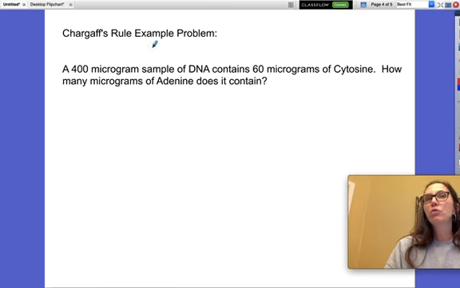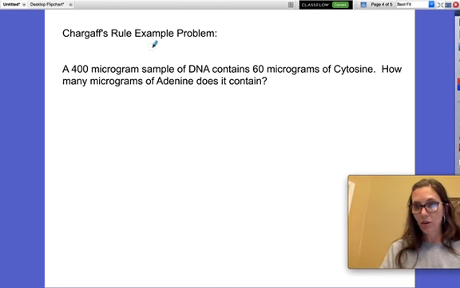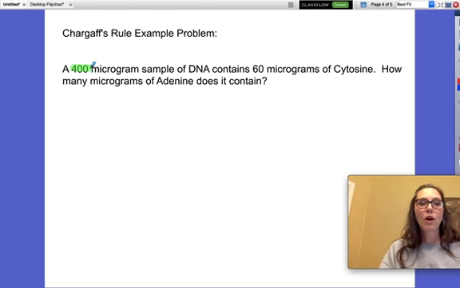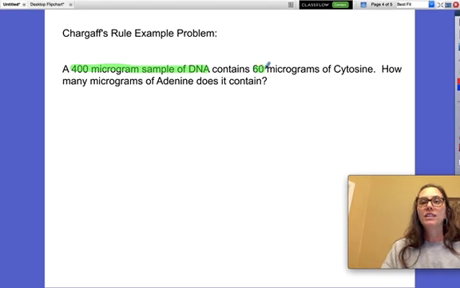So this is Chargaff's rule, and that's what we just went over. A with T, T with A, C with G, and G with C. That's Chargaff's rule. That's complementary base pairing. All right, so you're going to have a 400 microgram sample of DNA. So that's your total amount right there. Okay, and then you've got 60 micrograms of cytosine.